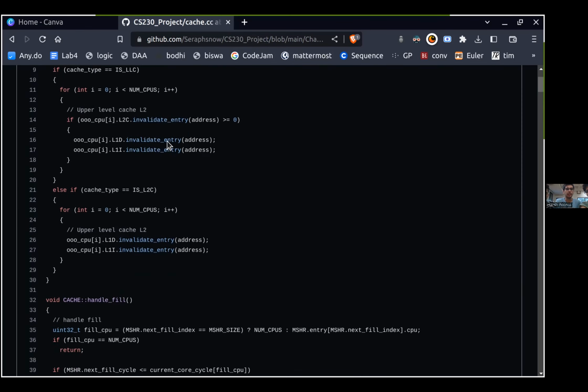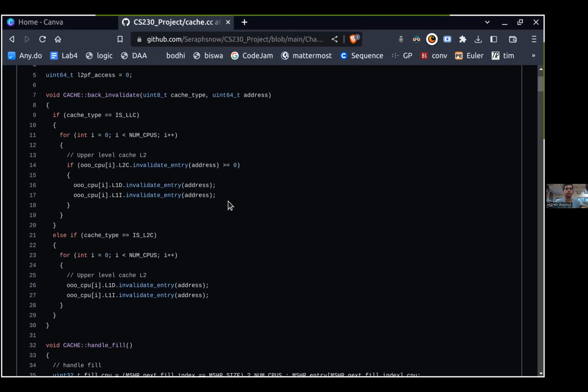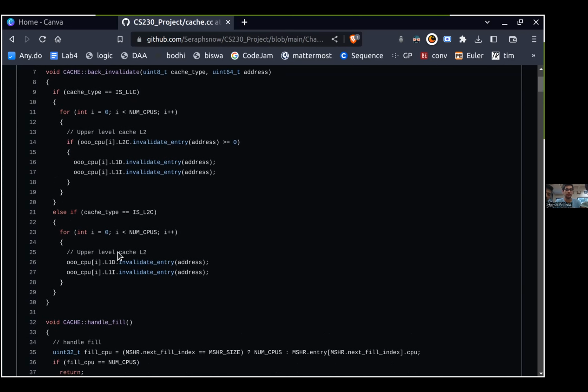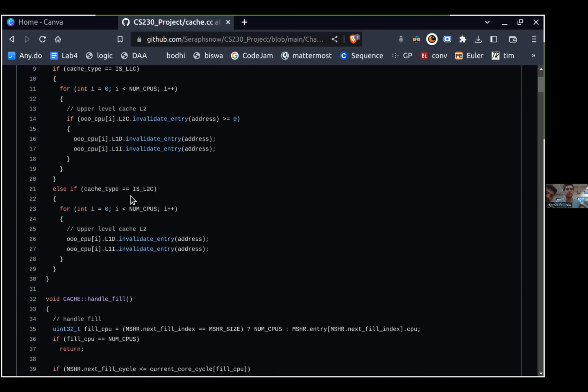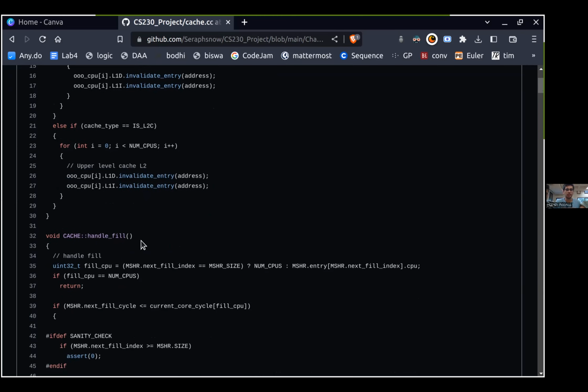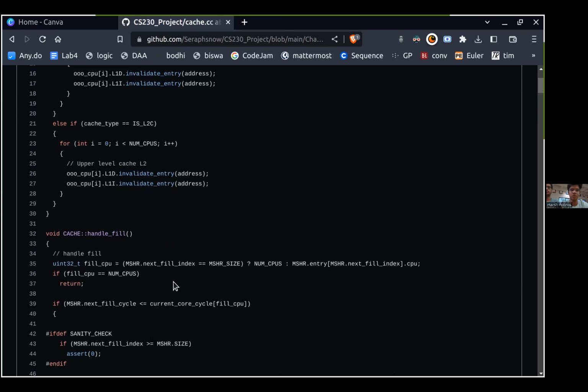What it does is it checks for all the upper level caches, let's say the L2 cache or the L1 caches, and if there is an entry corresponding to the particular address which is being evicted from the last level cache, which is the LLC, we invalidate it. Similarly, if it's being evicted from L2, we iterate over all the CPUs, over all the L1 caches, and we invalidate that address. So this was the only change needed to convert the non-inclusive structure to the inclusive structure.